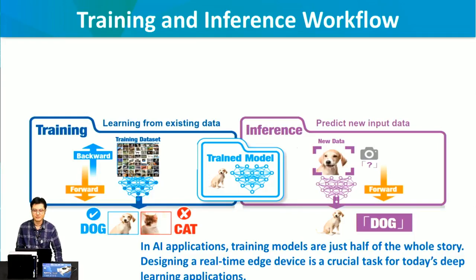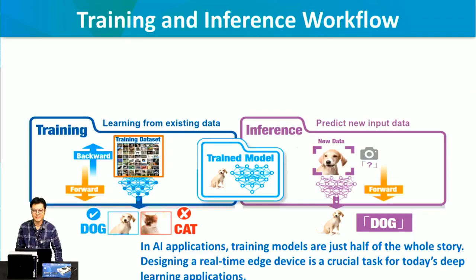There are two parts of the deep learning process. The first step is the training. The training is learning from the existing data. The second part is the inference. Inference is predicting the new input data. So the workflow will start from the training data set.